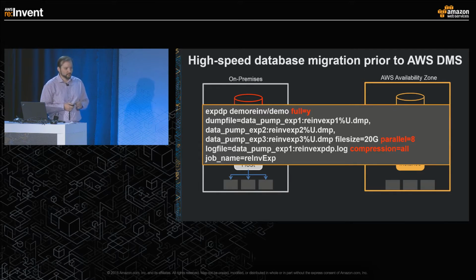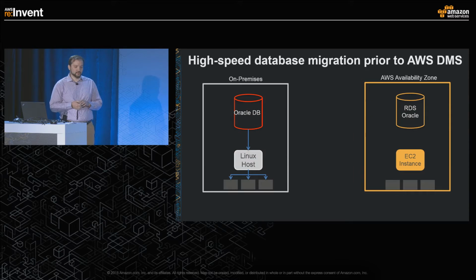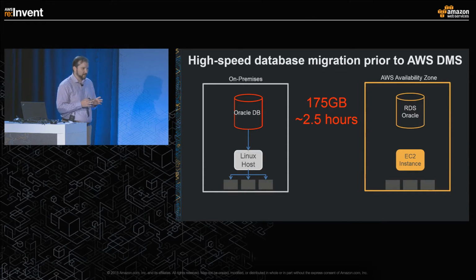I'm doing a parallel export, and I'm using compression. This method allows me to compact my 500 gigabyte database into about 200 gigabytes. And it takes me about 2.5 hours to do the export because I'm using parallel I/O and writing to multiple disks on the Linux host.